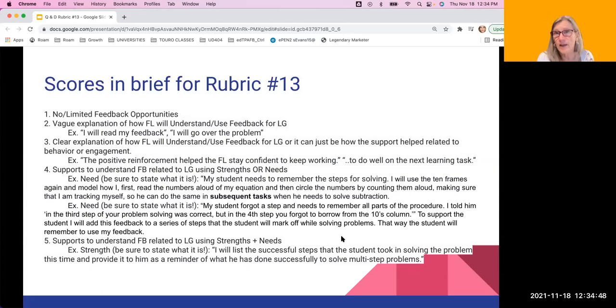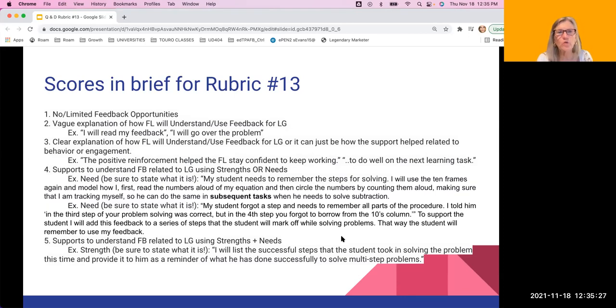A 2 would be some vague explanation. So in the case of rubric 13, you're saying how they're going to understand or use it. So you might say, I will read my feedback to them, or I will go over the problem again. So you're basically just saying you're going to reiterate your feedback to them in some way. What makes a 2 different from a 3 is, in 3, you're going to add how that feedback supported them in obtaining the learning goal, either academically or through their behavior or for their engagement. Now, this is one of the rare places where behavior and engagement counts towards your rubric score. Most of the time, they're looking for everything related to the academic learning.